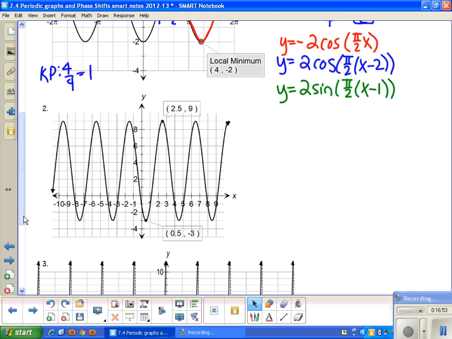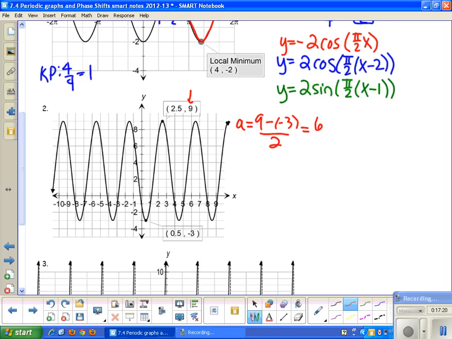So now let's go ahead and look at number 2. I challenge you guys to maybe see if you can write 2 equations on your own. So I'd pause the video and then see if you can check your answer with what we have. So again, the first thing I want to do is find the amplitude. So the amplitude is going to be, in this case, my maximum y value, which is 9, minus my minimum, which is -3, divided by 2. So 12 over 2 would give me 6.